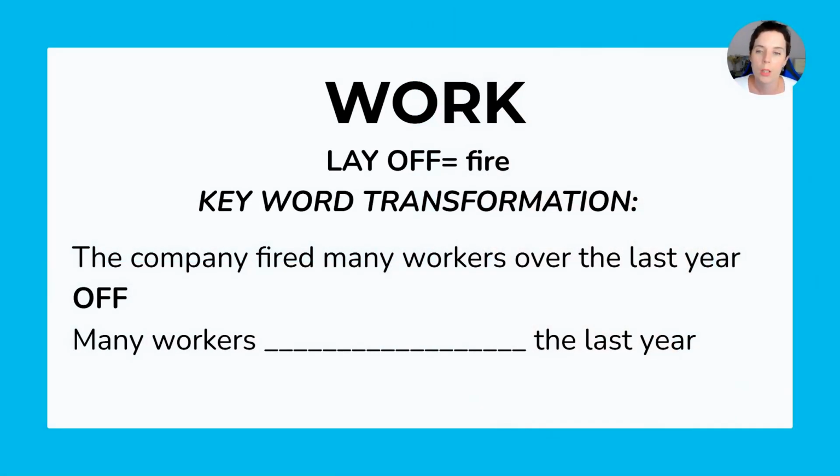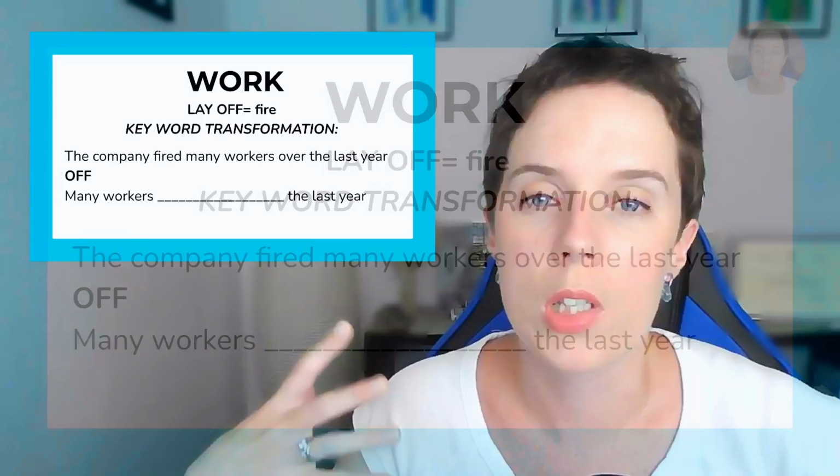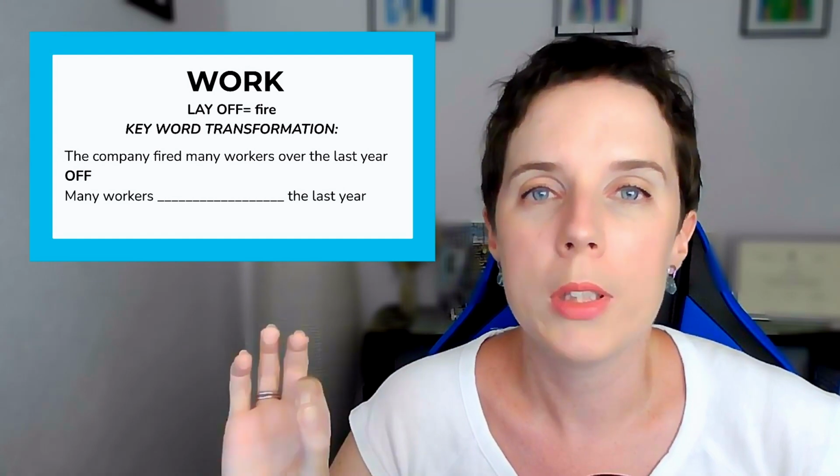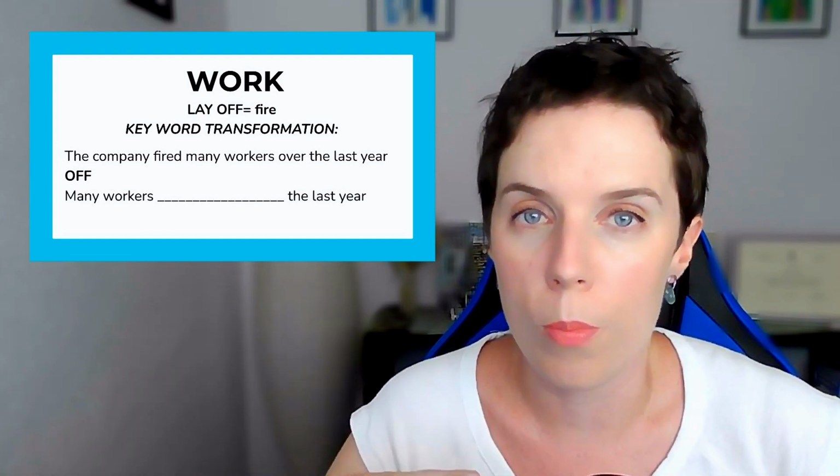phrasal verbs. So your sentence is, the company fired many workers over the last year. You've got "off", so we know it's probably a phrasal verb. And then we've got "many workers" and "the last year". All right, so this is another tip for you for keyword transformation. Always look where your subject and your object are.